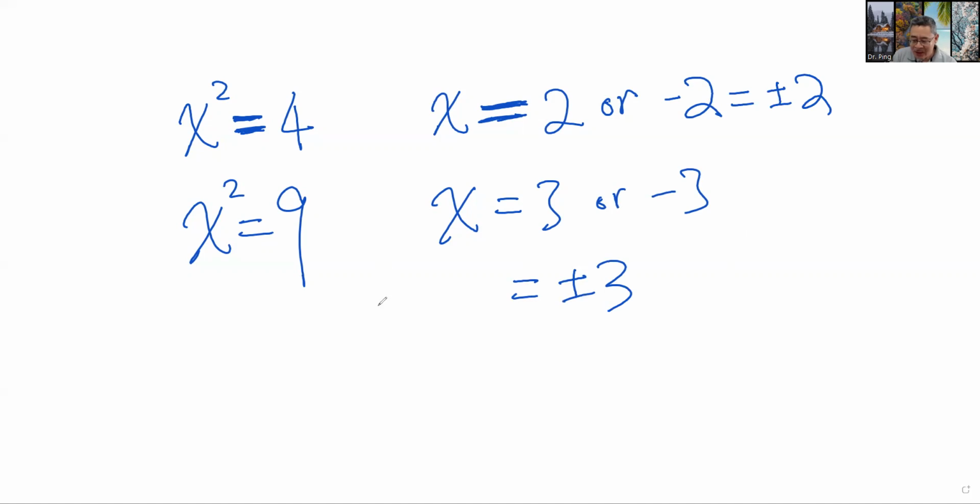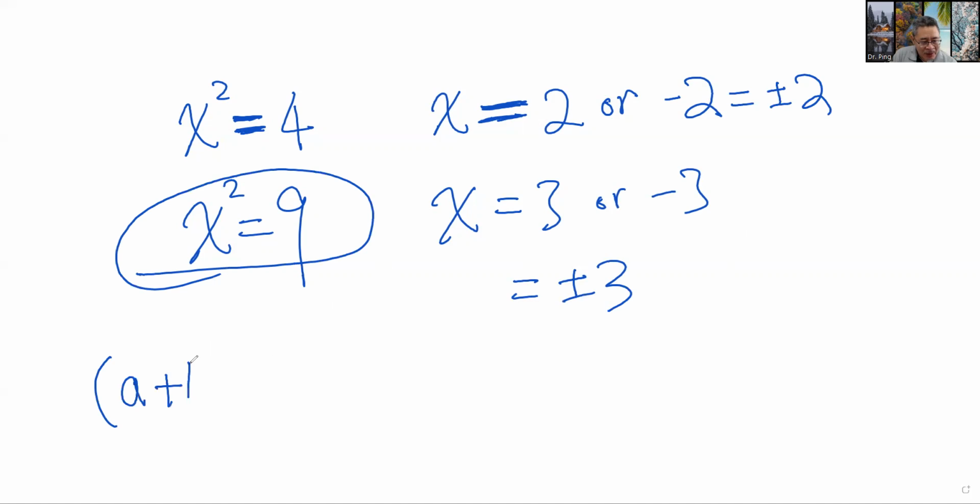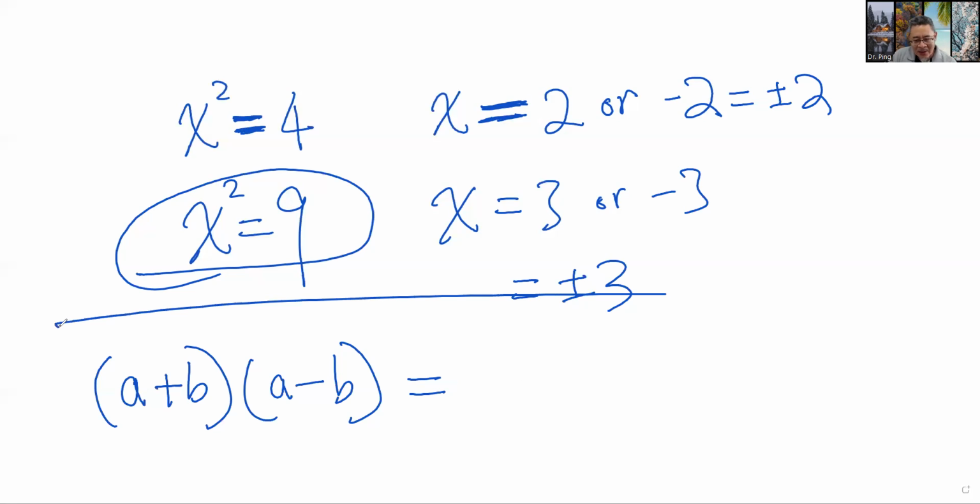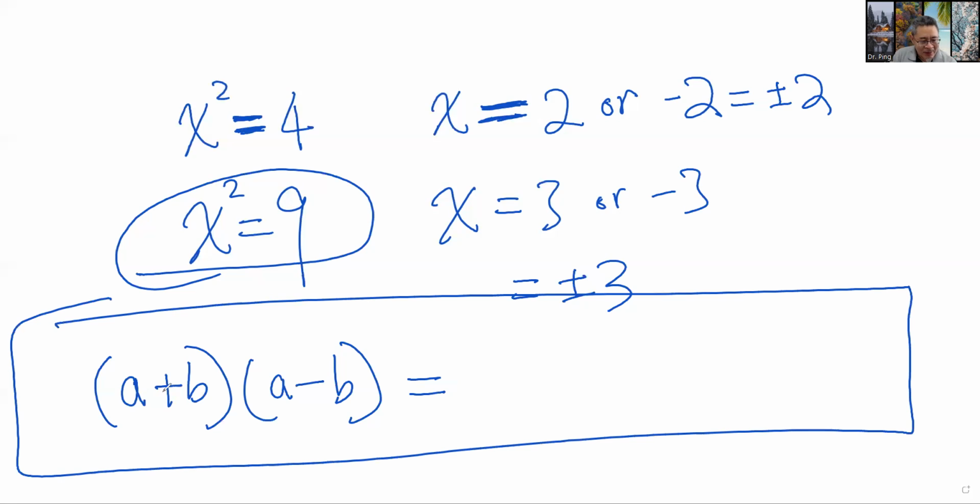Okay, and what's going on here actually is because we are using an identity called (a plus b) times (a minus b). Remember what this is? There's an identity, yeah, for this one. (a plus b) times (a minus b) is equal to a squared minus b squared. Good?